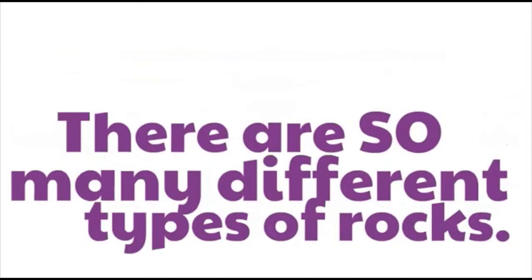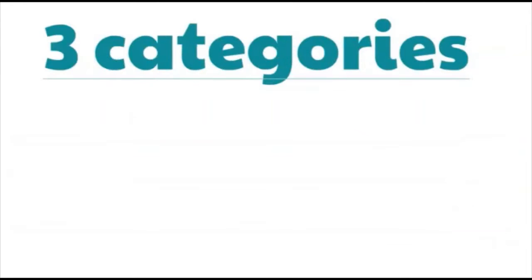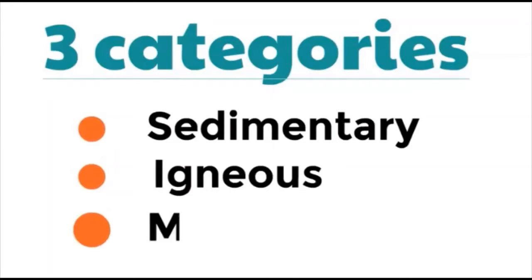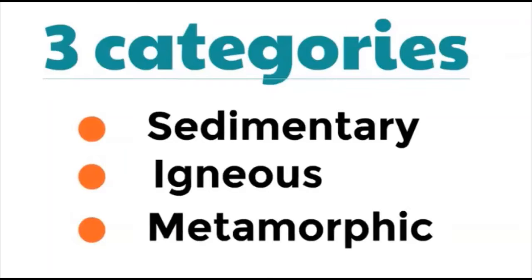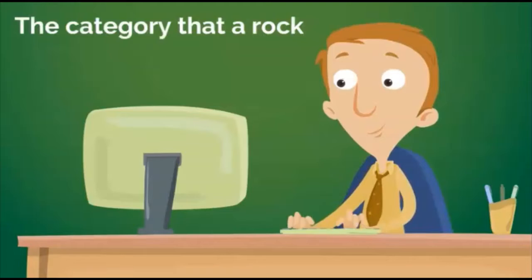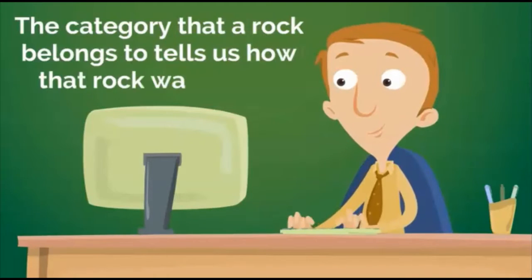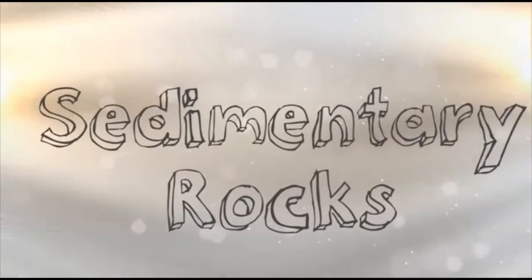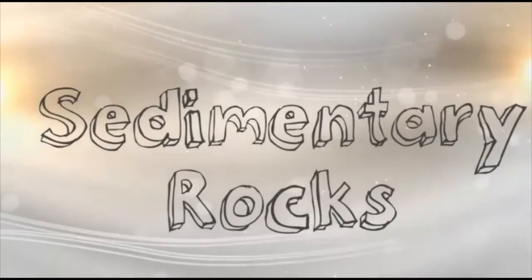To make things more simple, rocks are put into three categories, three major types of rock: sedimentary, igneous, and metamorphic. Can you say those with us? Sedimentary, igneous, and metamorphic. Now, this is pretty interesting. The category that a rock belongs to tells us how that rock was made. Here, we'll show you with our first category of rocks, sedimentary rocks.